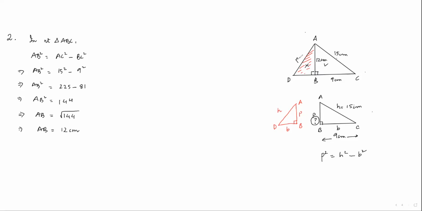BC is 13 centimeters and AC is 12 centimeters. Now, in right triangle ABD, the angle at A is 90 degrees.